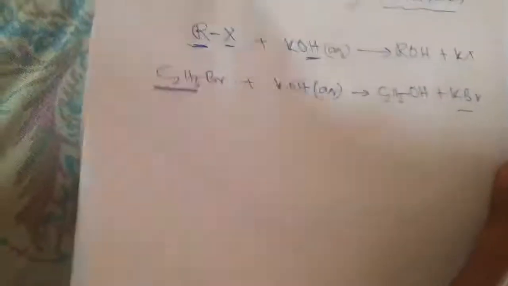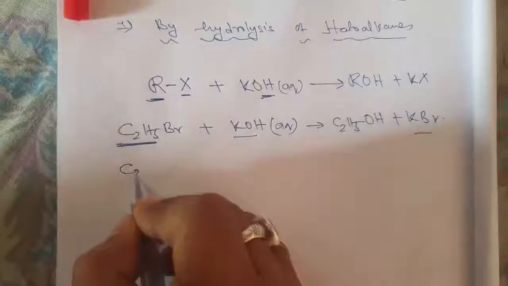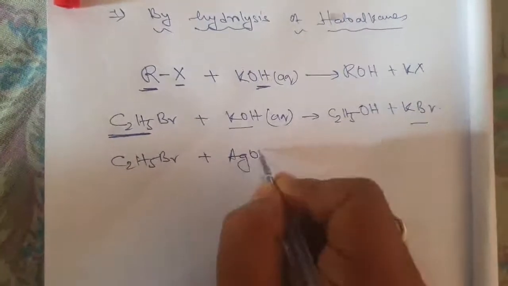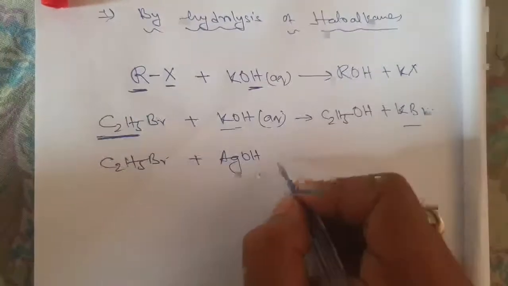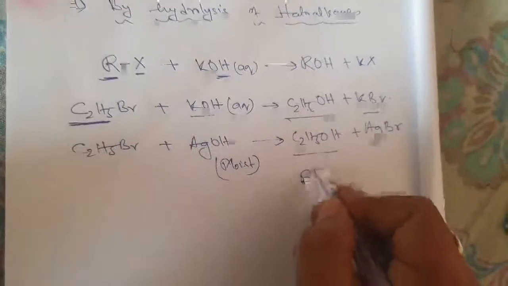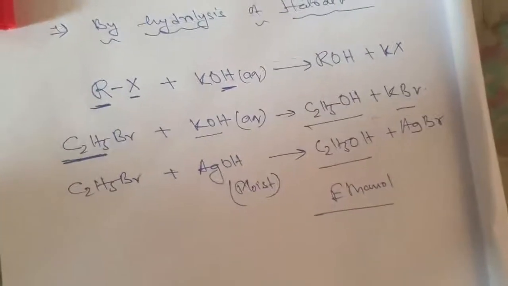You can do this with potassium hydroxide. You can also use silver hydroxide, like for example C2H5Br treated with AgOH. If you notice this reaction, this is ethanol. Let me see if more reactions are there or not.